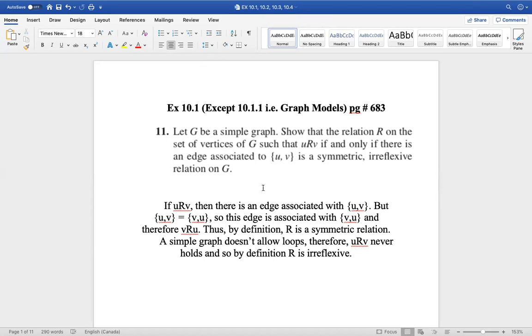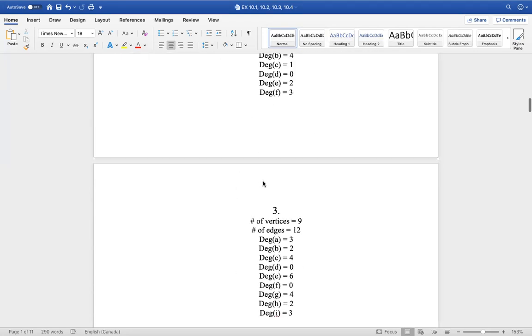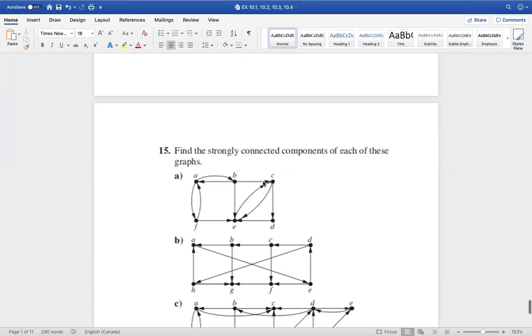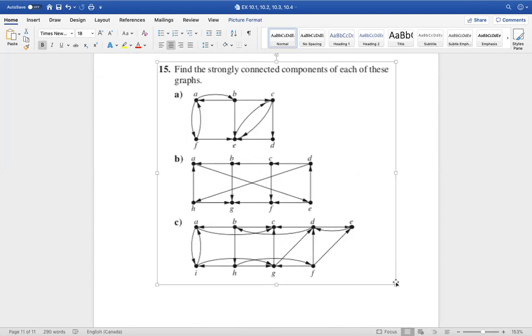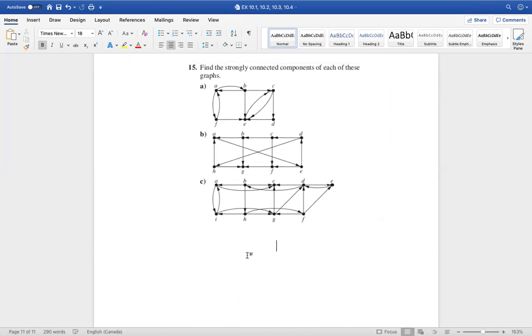Erin, do you have any specific question from this exercise? Actually, no. All right, so let's move on to the next question. We have question number 15. So we have to basically find the strongly connected components of each of these graphs. Let's do part A.